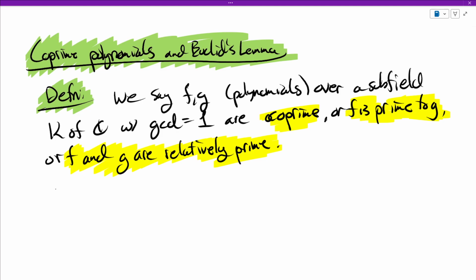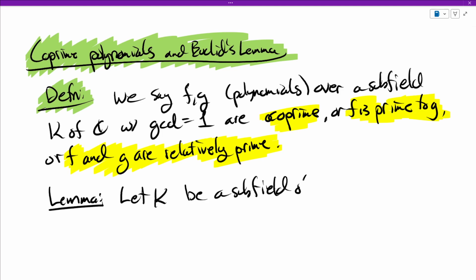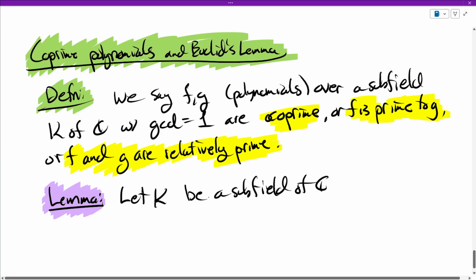Okay. So what is the polynomial version of Euclid's lemma? Well, again, let's let K be a subfield of C. And irreducible polynomials kind of play the role of prime elements in the polynomial ring over K. So what does Euclid's lemma say? Euclid's lemma says if a prime divides a product, then it divides one of the terms in the product.